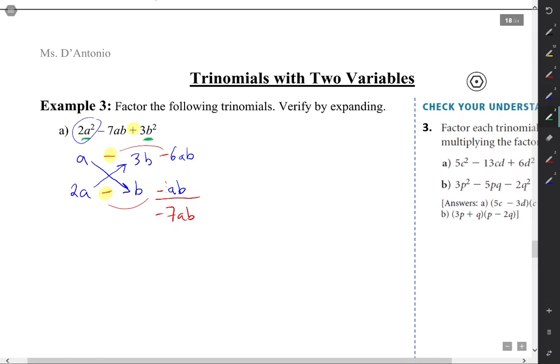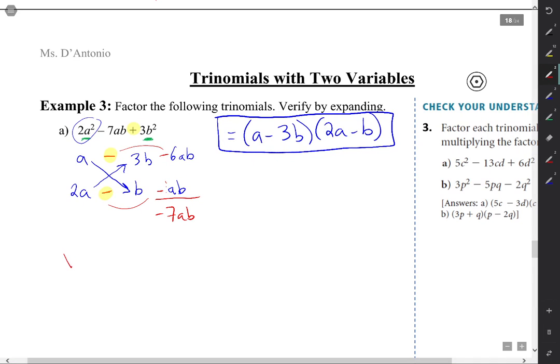So if we were to write our final answer, we would get a minus 3b times 2a minus b, and we're done. So now let me verify this answer using the FOIL method. The word verify and the word check are the same thing, by the way.